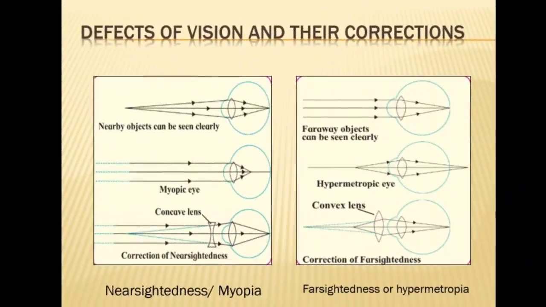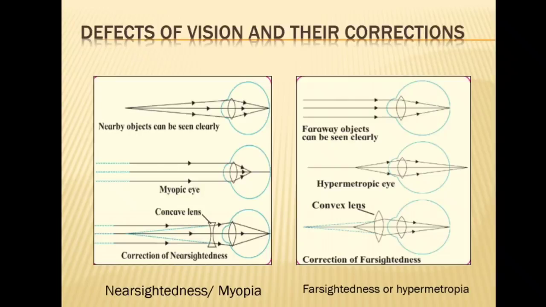Defects of vision and their corrections. Some people cannot see things clearly due to loss of accommodation power of the lenses in their eyes. Because of defective refraction by the lenses, their vision becomes faint and fuzzy. In general, there are three types of refraction defects.